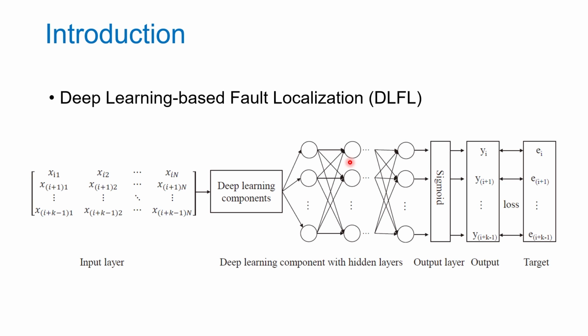Deep learning-based fault localization has recently become a hot research direction in fault localization due to the fact that neural networks have shown their powerful ability in many areas. The figure shows the architecture of deep learning-based fault localization: input layer, deep learning component with several hidden layers, and output layer. DLFL uses neural networks to learn a fault localization model to evaluate the suspiciousness of a statement of being faulty.